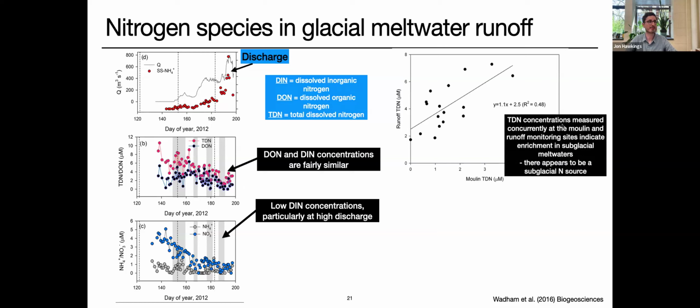And most of this nitrogen seems to be sourced from the surface, maybe from atmospheric deposition, maybe from microbial processes occurring on the surface, so biological nitrogen fixation, taking in some of that atmospheric N2, converting it to something useful. But there does appear to be a subglacial nitrogen source, and that's really the power of sampling on the surface and in front of the ice at the same time. This is total dissolved nitrogen in this case.